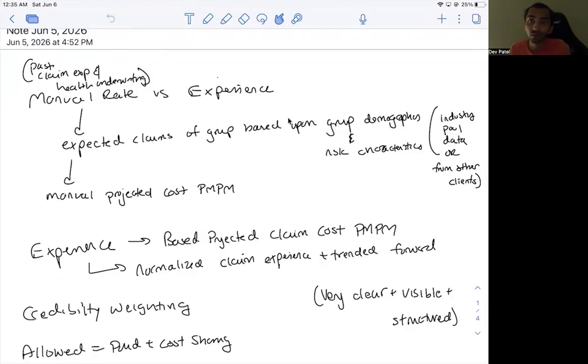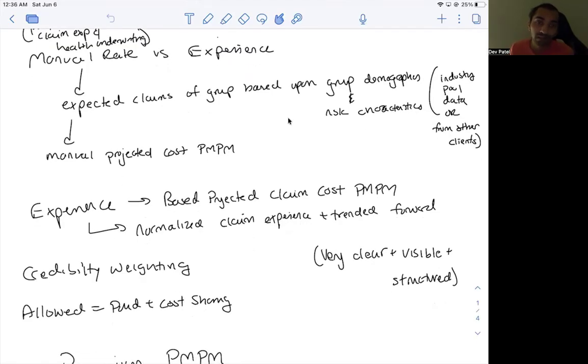So this takes into account the industry pool data, or if you have data from other clients, you can pull those data points in to try to get to an expected claim number that you feel confident in that this will also be true in the projected rate period. And so this is what we call our manual projected PMPM.